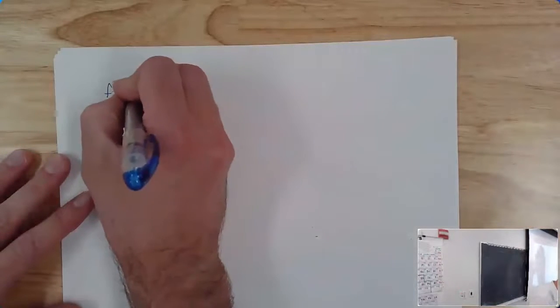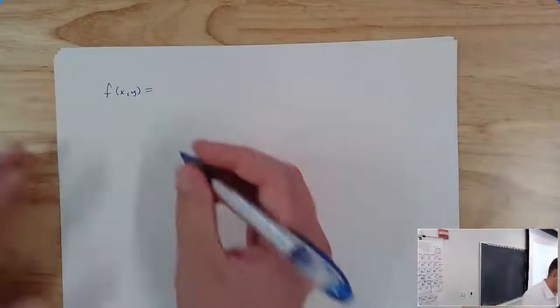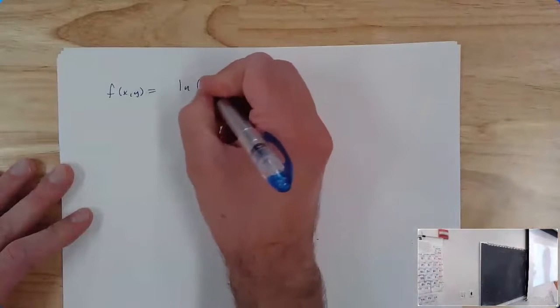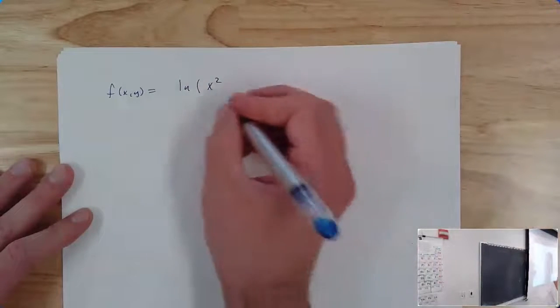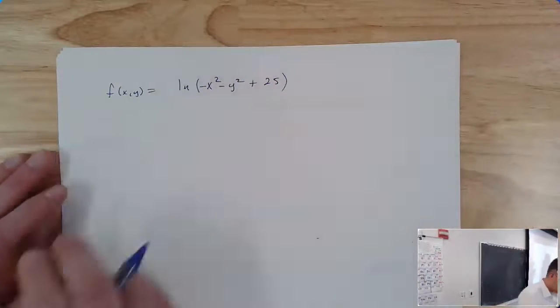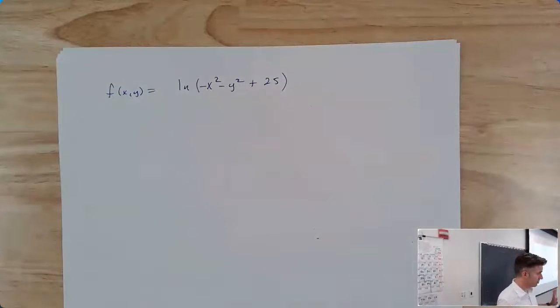So just to backtrack for a second, if our function, for example, was, I'm going to make something fairly easy, the natural log of negative x squared minus y squared plus 25. If that were my function, here's how I'd find the domain and the range. And then we'll go back to the other one.